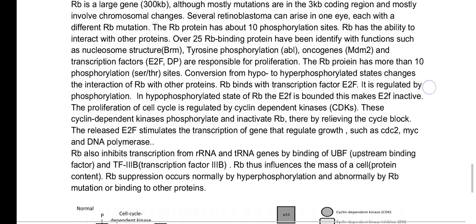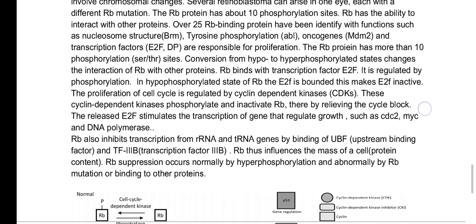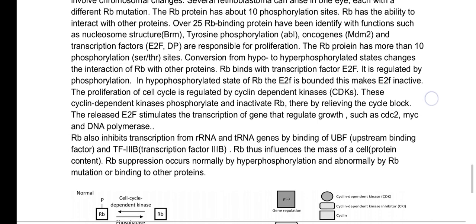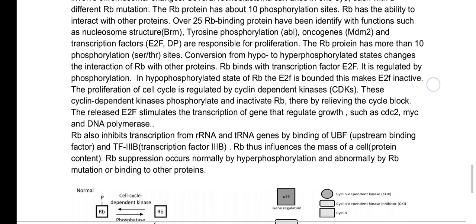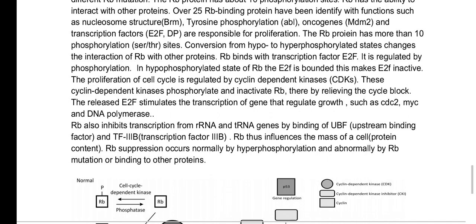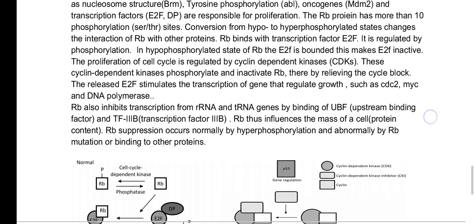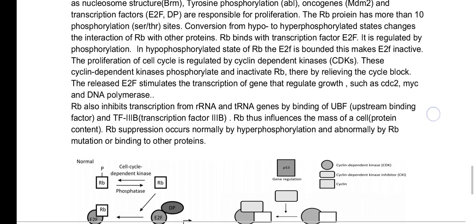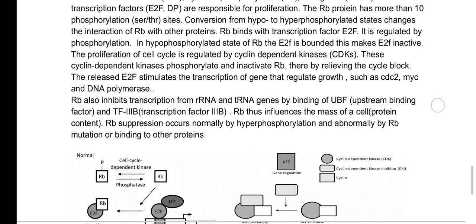The RB protein has about 10 phosphorylation sites and has the ability to interact with other proteins. Over 25 RB binding proteins have been identified, with functions such as nucleosome structure, tyrosine phosphorylation, oncogenes, and transcription factors responsible for proliferation. Conversion from hypo to hyperphosphorylated state changes the interaction of RB with other proteins. RB binds with the transcription factor E2F, and this is regulated by phosphorylation.